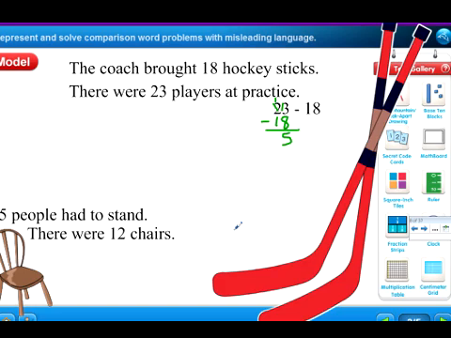At a meeting, 15 people had to stand because there were not enough chairs. There were 12 chairs. How many people came to the meeting? This one's a little bit harder, right? No?